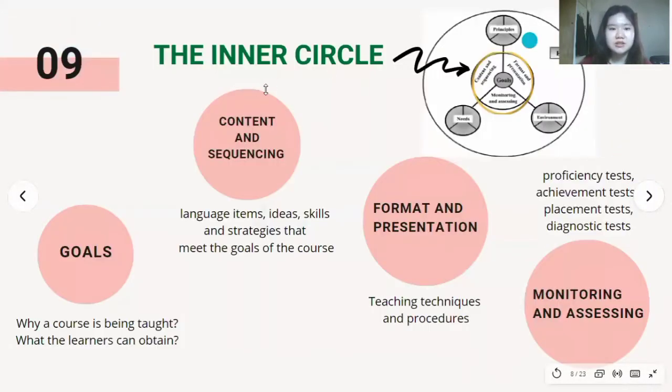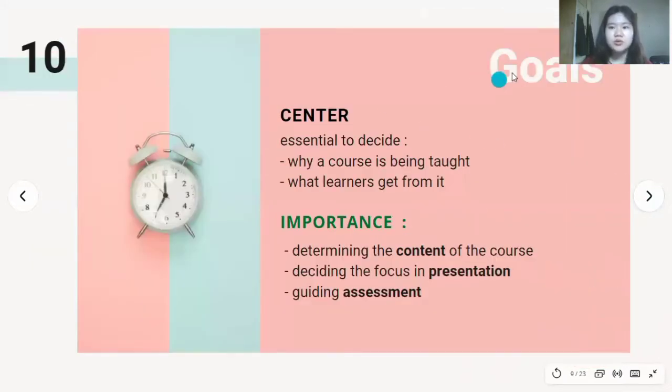Moving on to the inner circles where we have goals, content and sequencing, format and presentation, and last but not least, monitoring and assessing. Goals is located in the center of the inner circle. It is essential for us to decide why a course is being taught and what learners can get from it. It's very important to determine the contents of the course, to decide the focus in presentation, and also to guide assessment to know the present knowledge of the students and the teacher's skill.